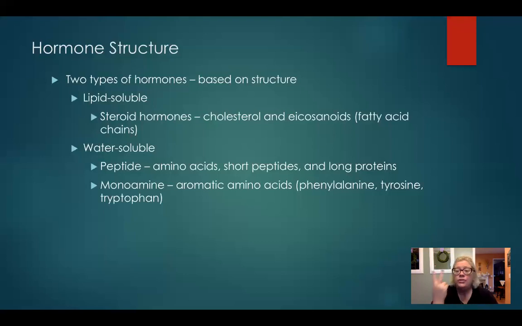Take home: two different types of hormones, lipid-soluble and water-soluble. Lipid-soluble are going to be able to pass through the plasma membrane and get into the cell. They are structurally made up of a precursor steroid. Water-soluble are not going to be able to pass through the plasma membrane because the plasma membrane is made up of lipids, and mostly they have a precursor of some sort of protein or amino acid.